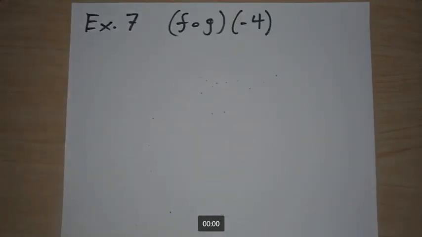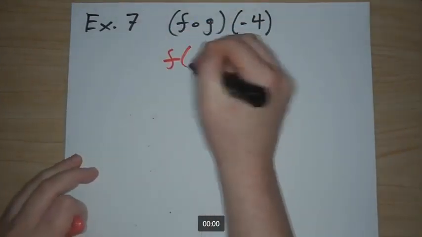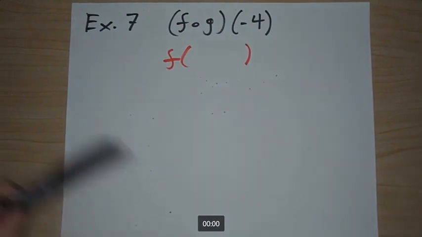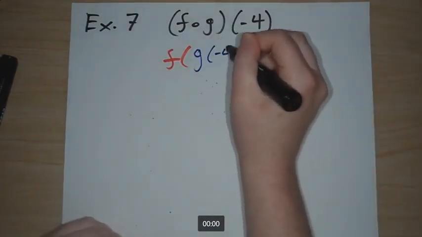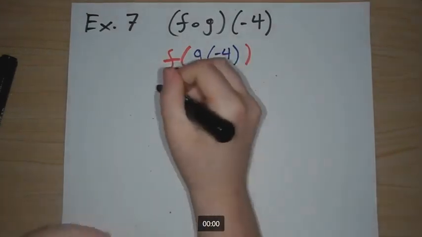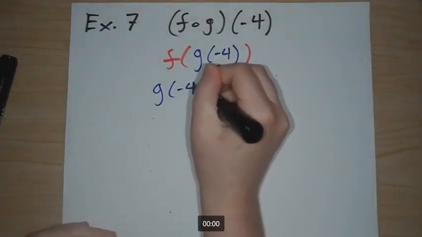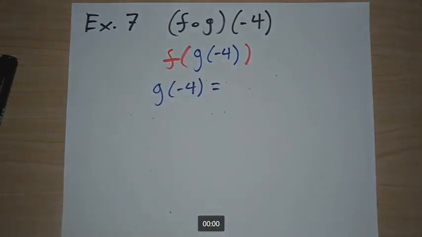So just a little reminder, f of g of negative 4 is f of g of negative 4. So what we need to do first is we need to find out what g of negative 4 is equal to. And whatever that is equal to, we'll put into f. So we need to find what g of negative 4 is equal to.